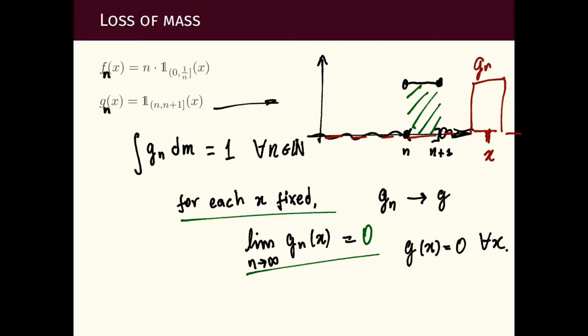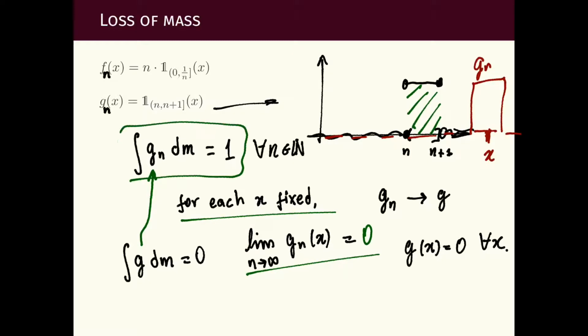So, and that's quite strange, right? The integral of g is 0. So we see the integral of the limit was different from the limit of the integrals. And we had functions that always had area 1. We had these curves, they always had area 1. And in the limit, they converge to a curve that has below them an area which equals 0. So we can lose mass.